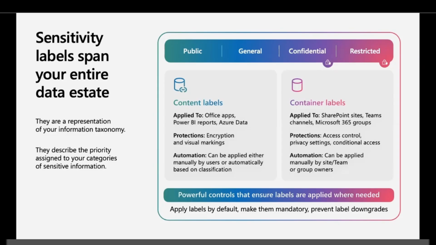These labels can be applied in two different ways. One is a content label, which means I'm applying the label directly to the document. Maybe this is a Word document, a PowerPoint deck, an Excel file, a Power BI report, or could even be Azure data. This is going to give me encryption and also visual markings on that document. This can be applied either manually by the user, or we can apply it automatically based off the classifications. On the right-hand side, we talk about container labels. This is where I've identified an entire SharePoint site, a Teams channel, or a group, and I want to apply the label to that entire collection of documents. This gives me access control, privacy settings, and conditional access. This can be applied manually by site, team, or group owners. This means I've identified an entire area that I want to be protected or labeled.